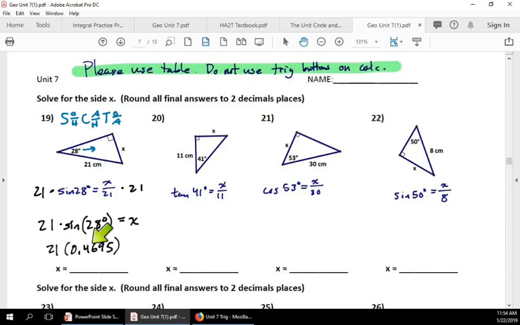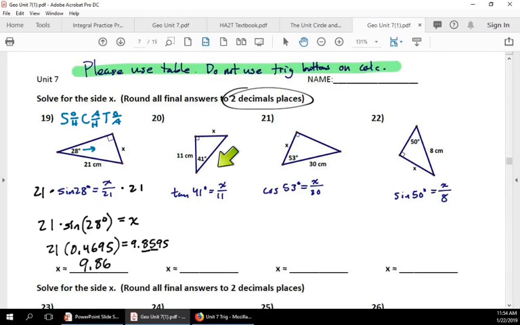Using a calculator, I'll multiply these together, and my answer will be 9.8595. Now, if I look at the directions, it says round to 2 decimal places. So I'm going to go 2 decimal places, 8 and 5. And since that's a 9, I'm going to round that 5 up to a 6. So my final answer is 9.86. And notice that this is approximate. This is approximate because we rounded. This is not an exact answer.